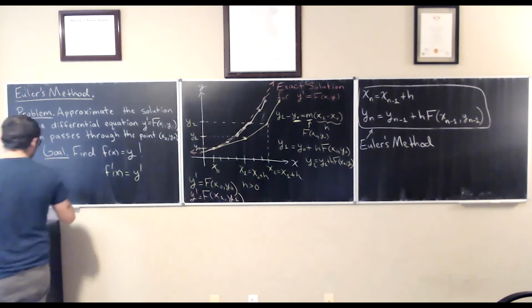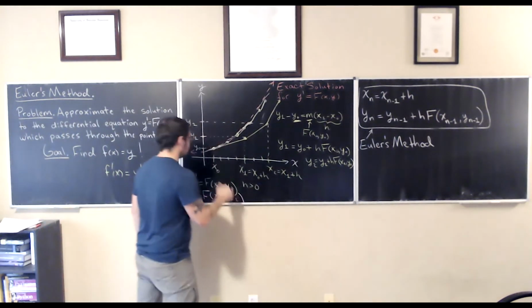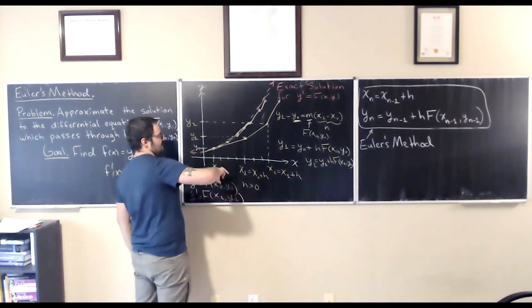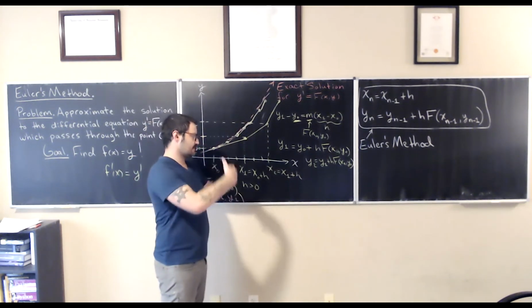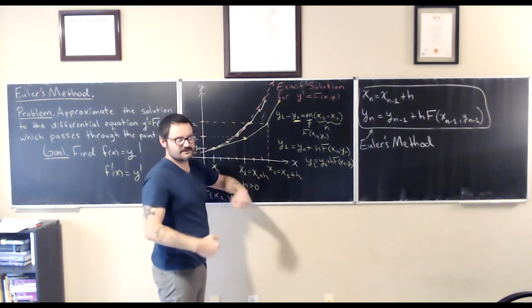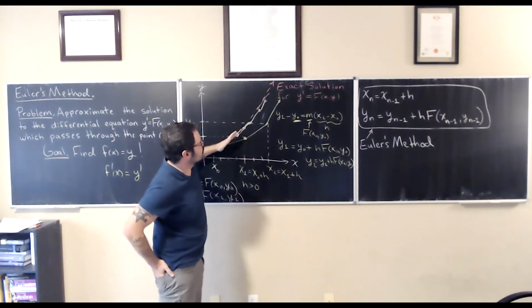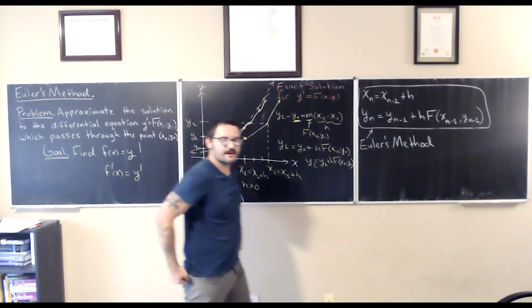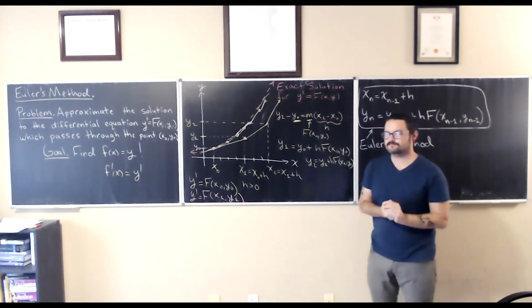It's an iterative method. By iterative, I mean we have an initial x naught, y naught, and we iterate using the previous terms to build a sequence of x's and y's. And in this case, the y's are approximating the exact solution to the differential equation at hand. Okay?